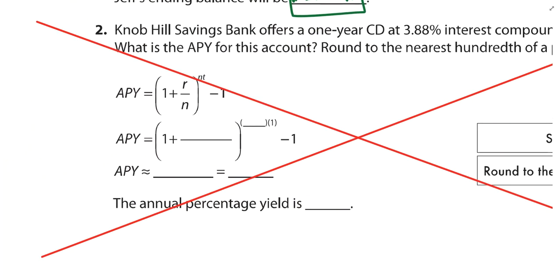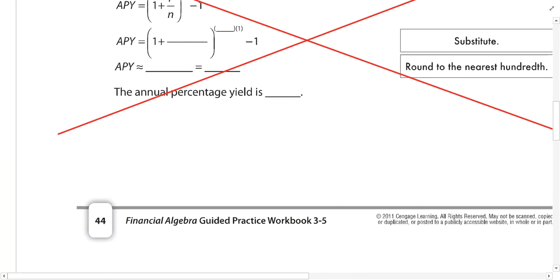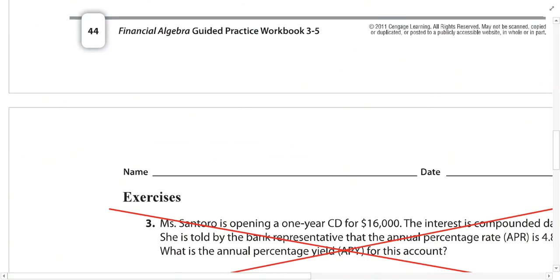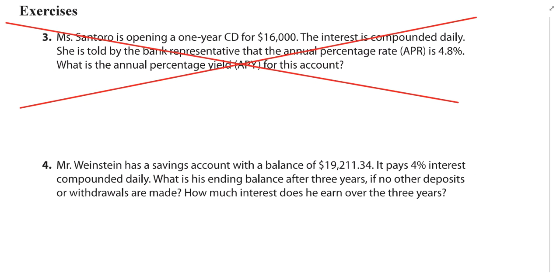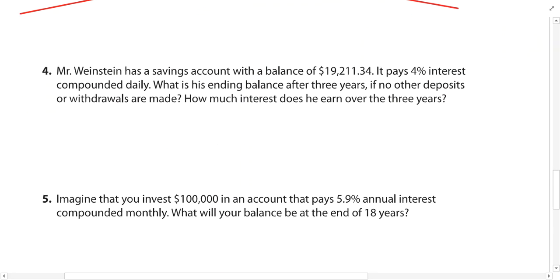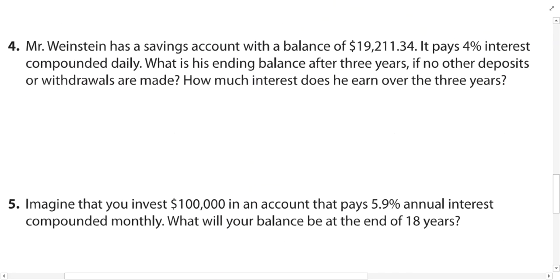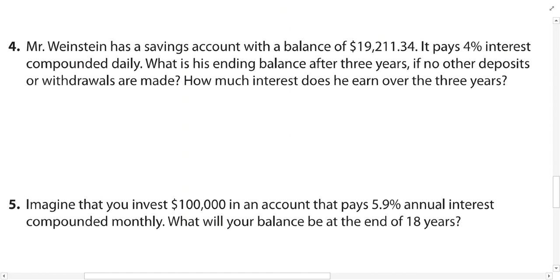So again, we're going to skip number 2. We're not going to bother with the APY for this assignment, although you're more than welcome to try that on your own. Same thing with number 3. It again is asking about APY, which we're skipping for right now. So I'm going to move on to number 4 here, and let's see if we can address this one.